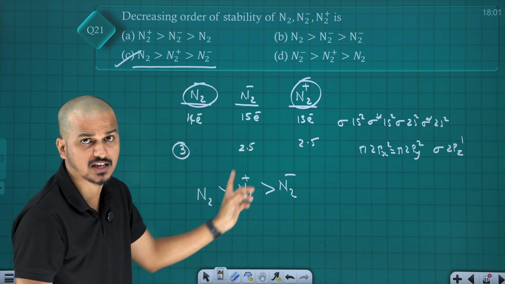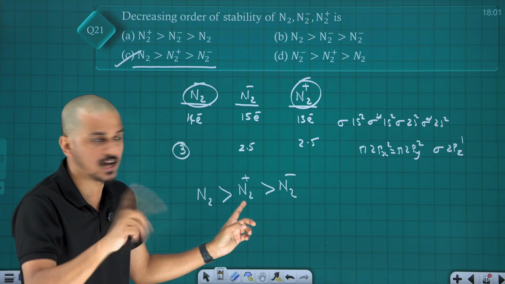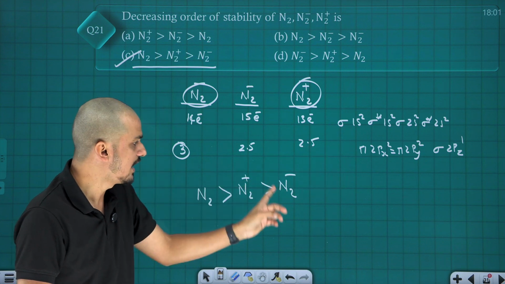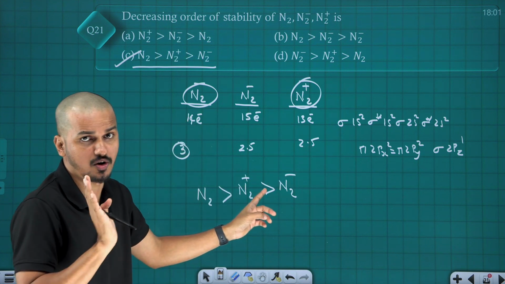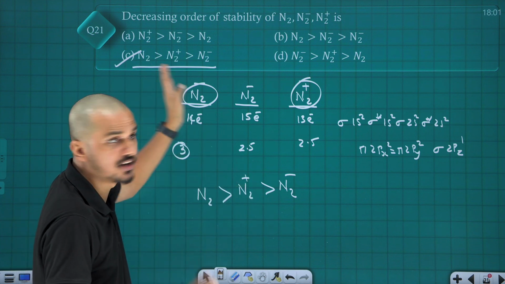Even though both of them have the same bond order, N2 plus last electron is in a sigma orbital. N2 minus last electron is in pi star orbital, anti-bonding. Okay, that idea you have to keep in mind.